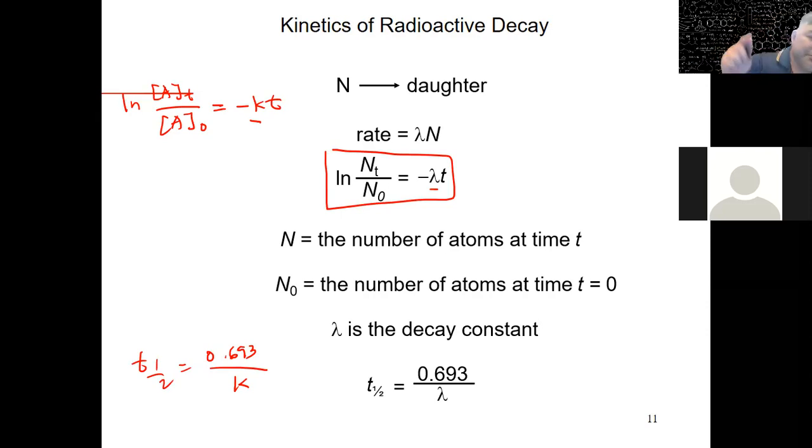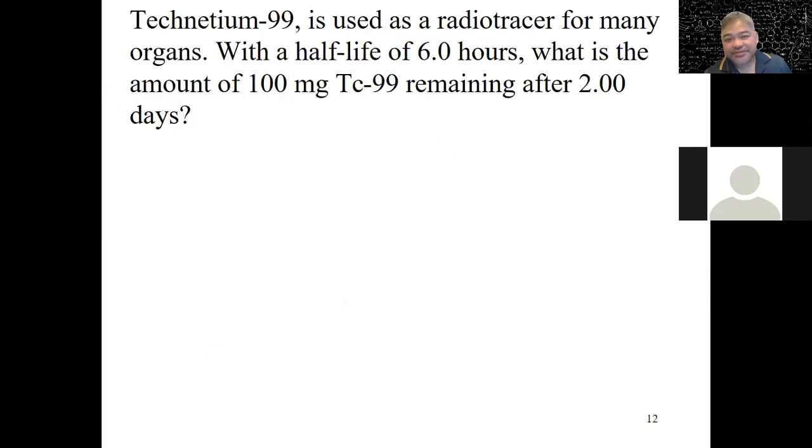So what we're going to do to prepare you for your module quiz, which can start maybe on Thursday, okay, is to solve problems. So for instance, we have here technetium-99 used as a radiotracer for many organs. With a half-life of 6 hours, what is the amount of 100 milligram technetium-99 remaining after 2 days? So how are we going to solve this?